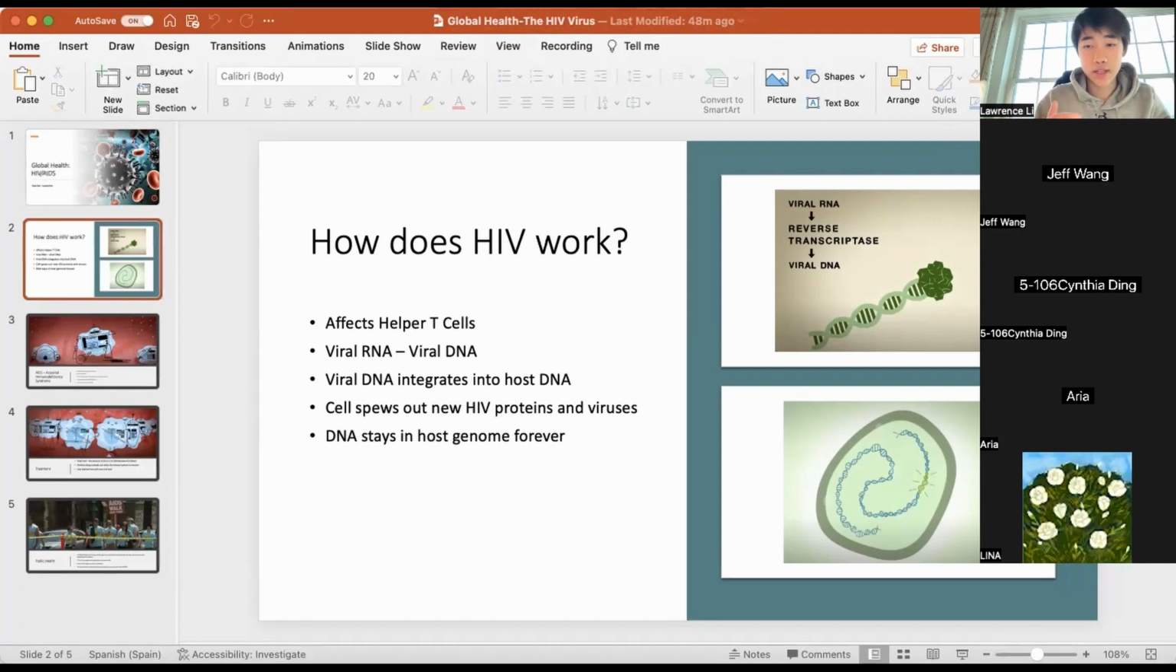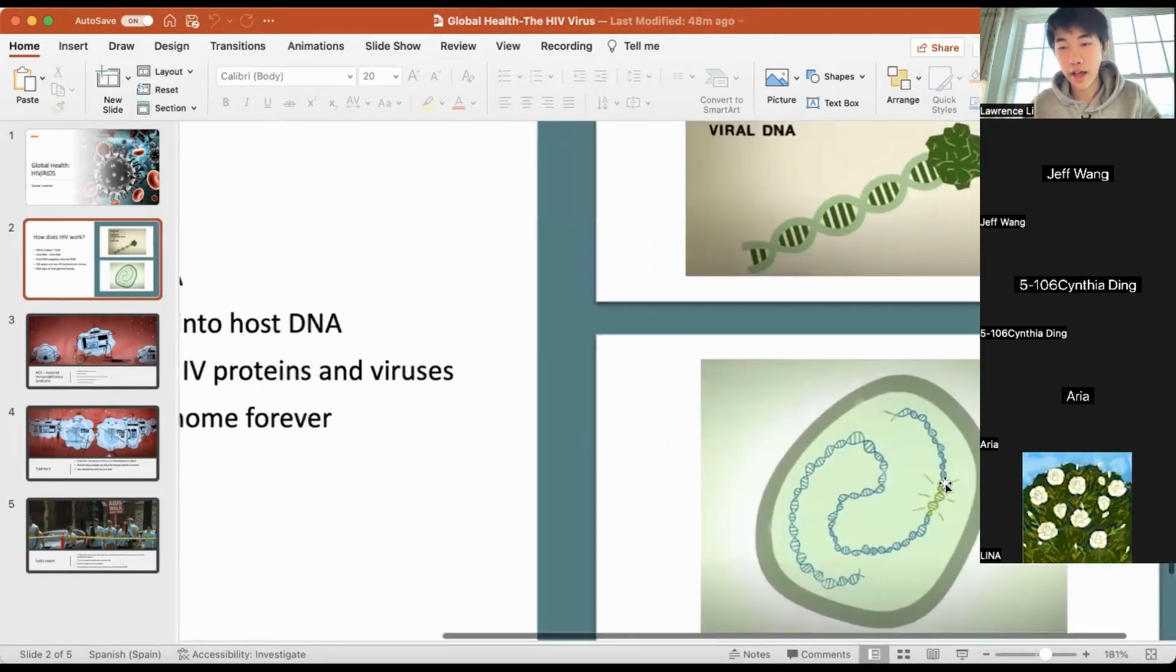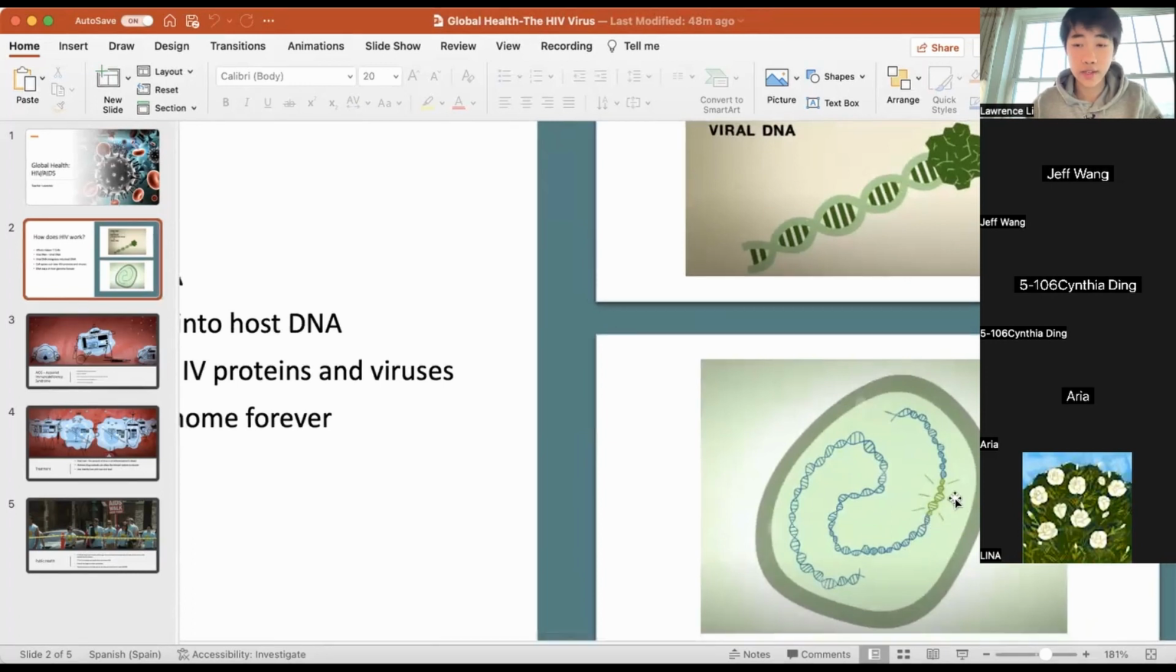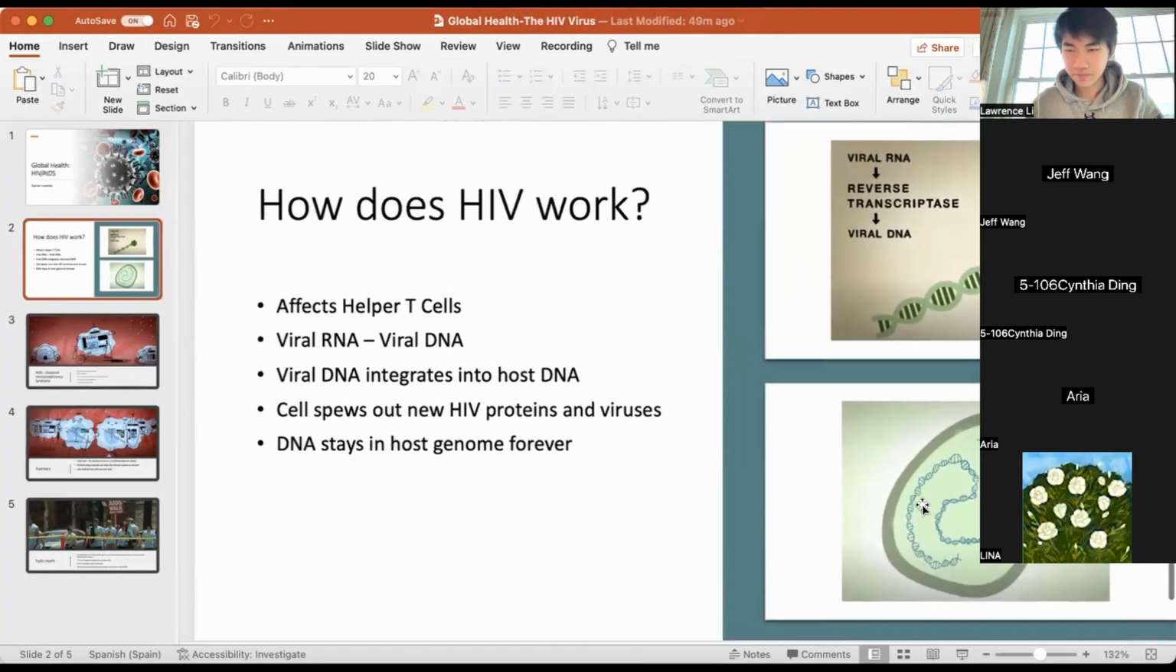And what will happen is this viral DNA that has then been produced will integrate itself into the host DNA, which you can see here. This little green bit, if I zoom in, this is viral DNA, and everything blue here, that's human DNA. So inside every cell that HIV affects, viral DNA will kind of just join into our own DNA, which can be a little scary to think about, right?